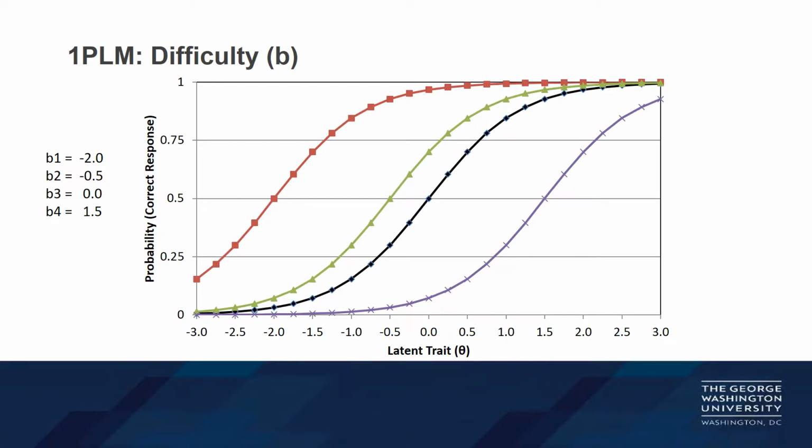So we don't have one item on our test, we have many items. Here's 4 items laid out for us. Our red item is centered at -2, a 50% chance of getting that item correct. That's B1. B2 is at -0.5, B3 is at 0, and B4 is 1.5. B4 is the purplish blue one on the far right, and B1 is the red one, -2 on the far left. But we are defining those items by where they are located at the 0.5 chance of getting that item correct. Only difference here is in difficulty.